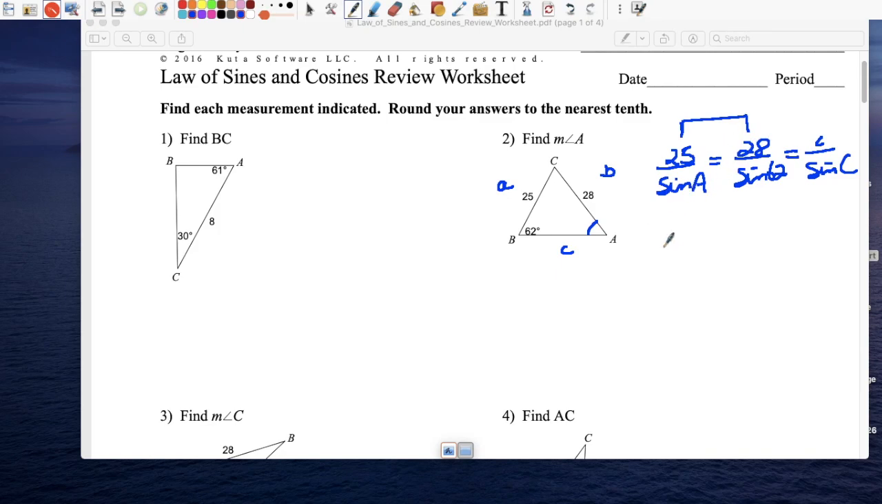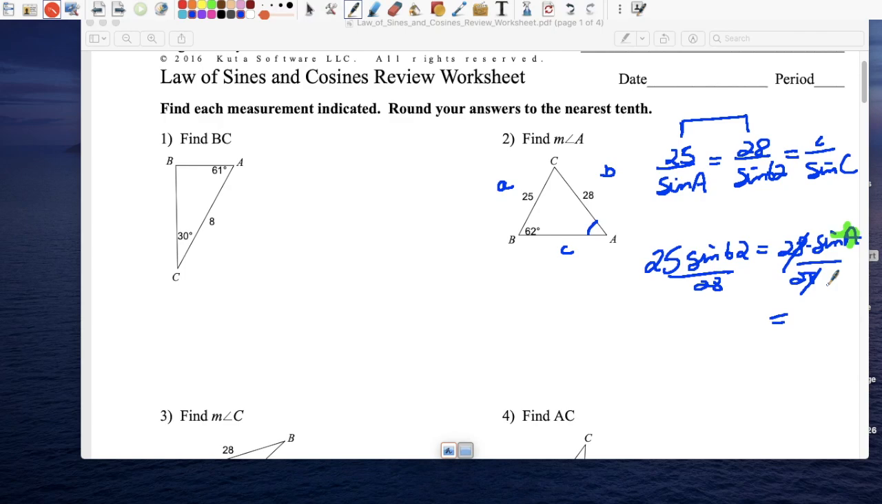So cross multiply these two, and we're going to use an inverse function here because we're looking for the angle. So it's a little different than the first one. So let's cross multiply. We get 25 sine 62 equals 28 times sine of A. Right? We're going to isolate this guy over here. But first, let's divide that by 28, and then divide this side by 28. And let's see what that looks like in the calculator.